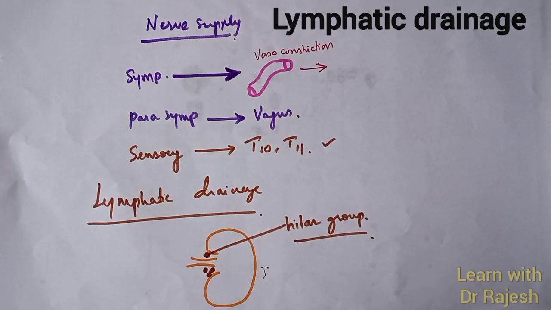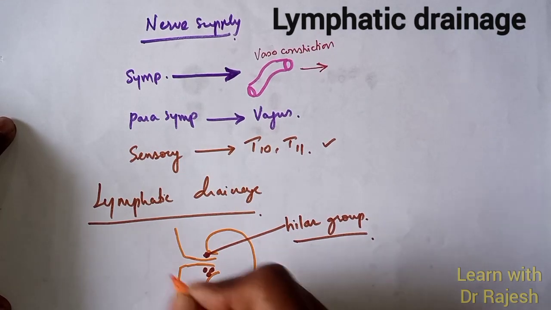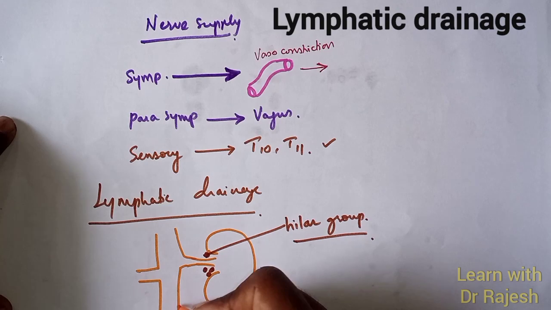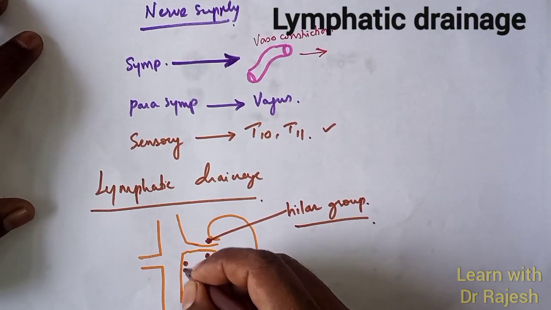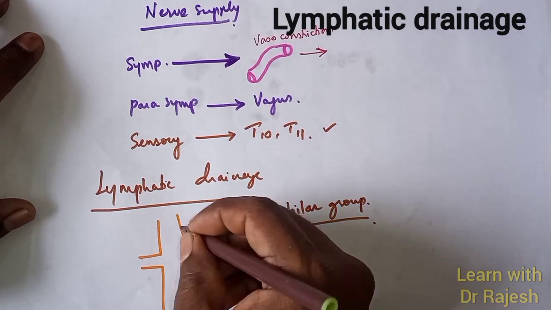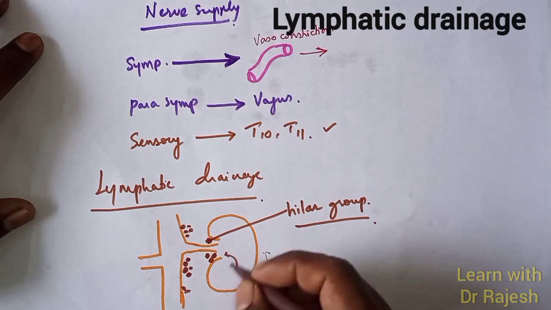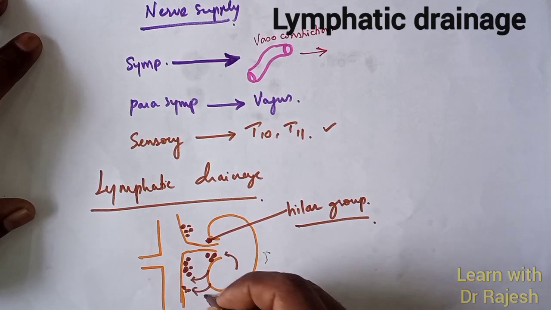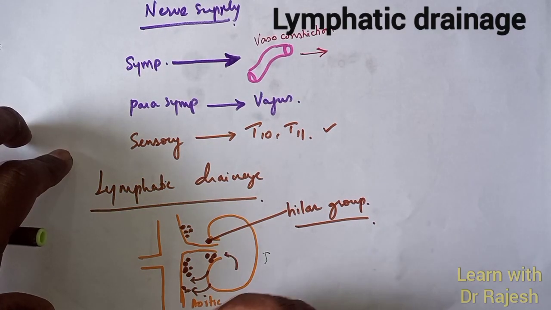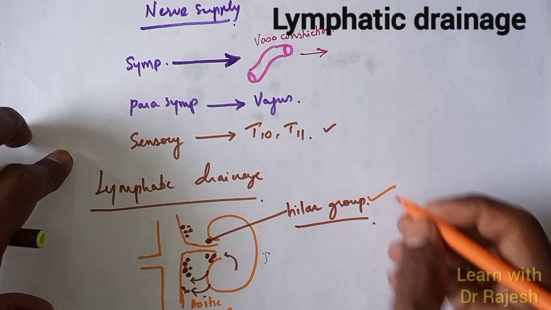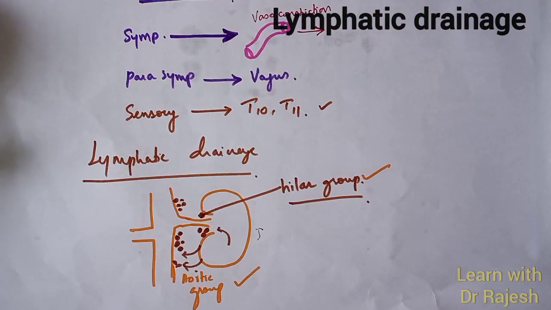These will be draining the kidney, and also some of the lymphatics drain into the aortic group of lymph nodes. So along the abdominal aorta we have some scattered groups of lymph nodes. These are the aortic group of lymph nodes. So it is draining into the hilar group and the aortic group of lymph nodes. This is about the lymphatic drainage of kidney.